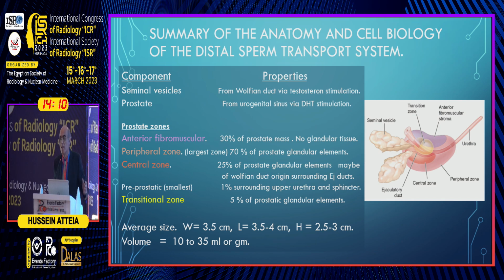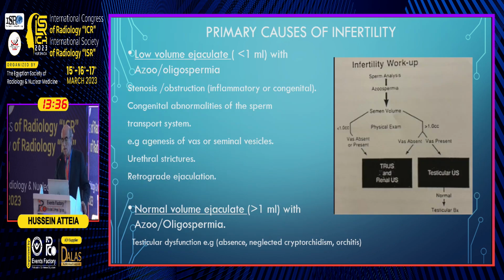The central zone, where the ejaculatory ducts traverse the prostate to the verumontanum, contributes 25%, and sometimes it is derived from the Wolffian duct. The periprostatic or periurethral gland is the smallest, only 1%, and it forms the upper urethra and sphincter. The transitional zone is 5% of the prostate glandular tissue, where BPH arises. The average size of the prostate is 3.5 centimeters in width, 3.5 to 4 centimeters in length, and 2.5 to 3 in height. The volume ranges from 10 to 35 milliliters.